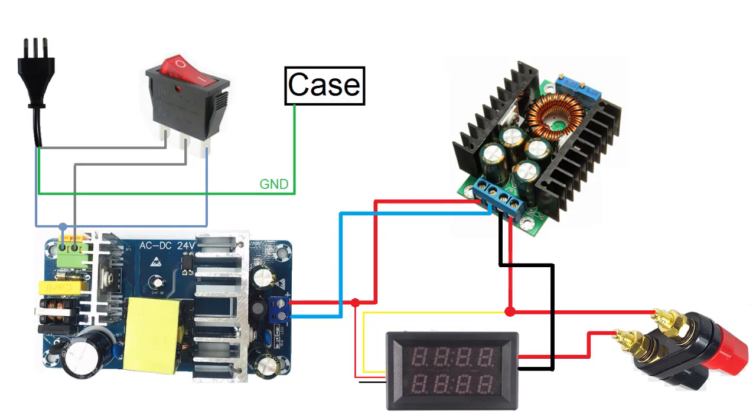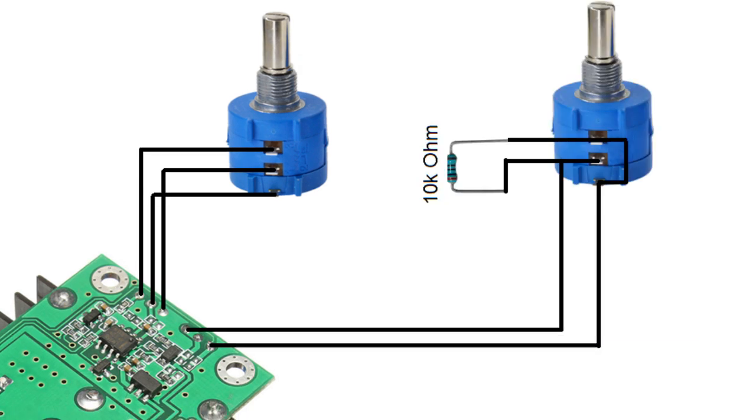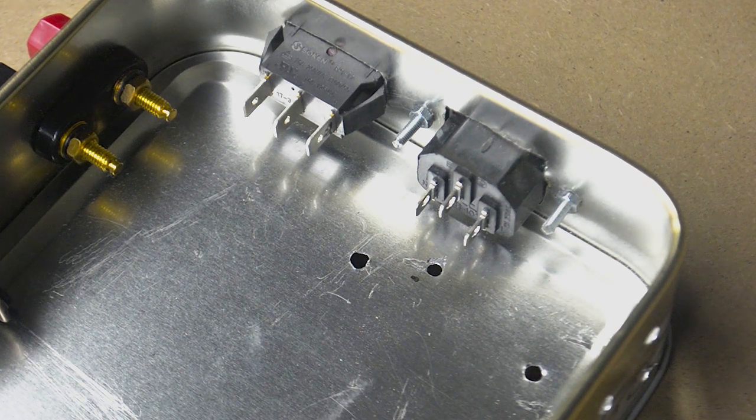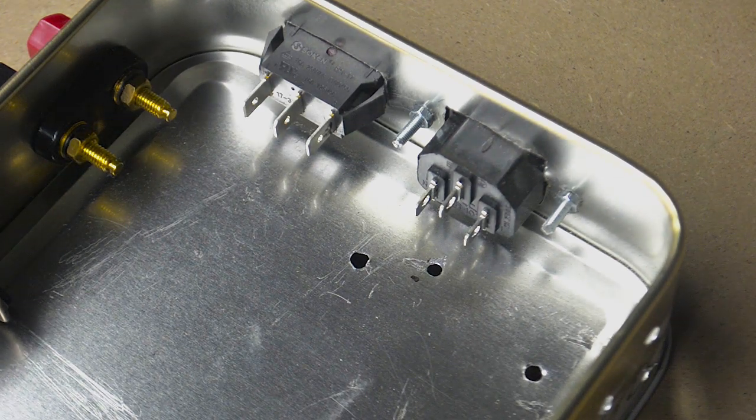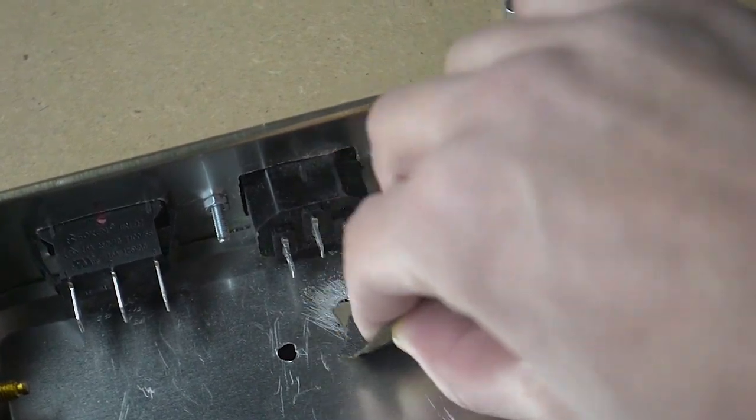Now I had to do this circuit, which is in the description. And this circuit for the potentiometers of the step-down converter, if your potentiometers are 5 or 7k ohms. And this circuit if the potentiometers are 10k ohms. Then I grounded the case. To do that, I used some paper and prepared the place to connect the wire in this way.